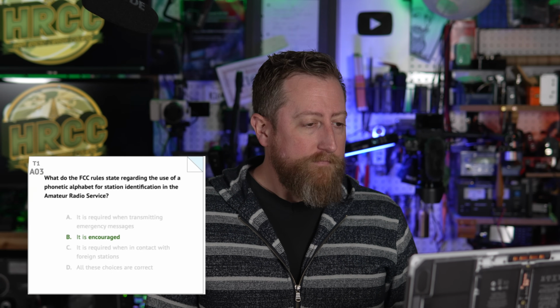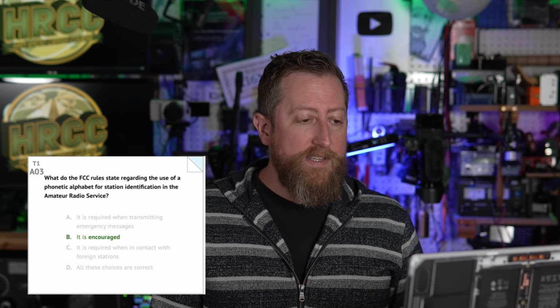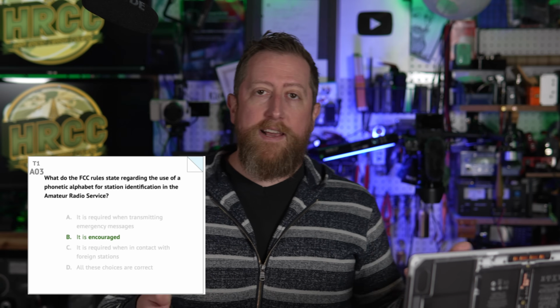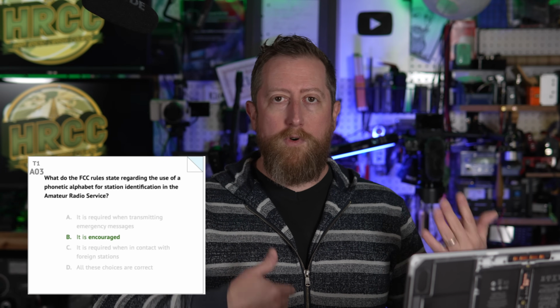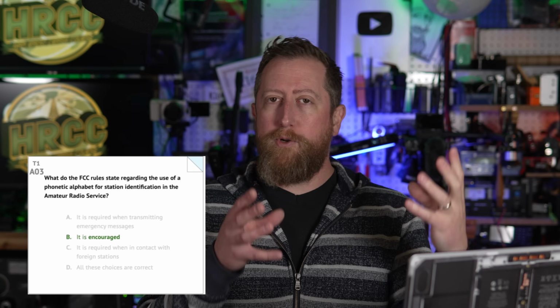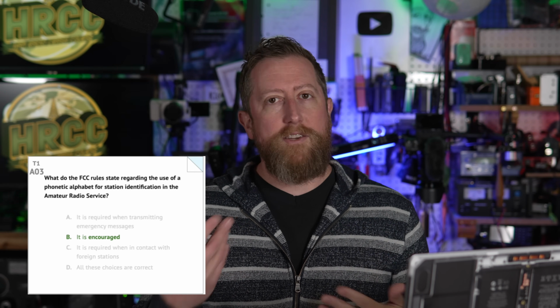Alpha 03, what do the FCC rules state regarding the use of a phonetic alphabet for the station identifying in the amateur radio service? And it's B, it's encouraged. The phonetic alphabet, which is something you'll learn as you get more involved with amateur radio, helps us make sure our messages are received on the other end. And by messages, I just mean our communication. So if I say KI6NAZ into a radio, that's kind of fast. But if I say Kilo India 6 November Alpha Zulu, that's a lot easier to hear on the other end. And the word actually put together like Zulu, there's not a lot of things you can mess that up with, so you think Z or Z when you hear that.